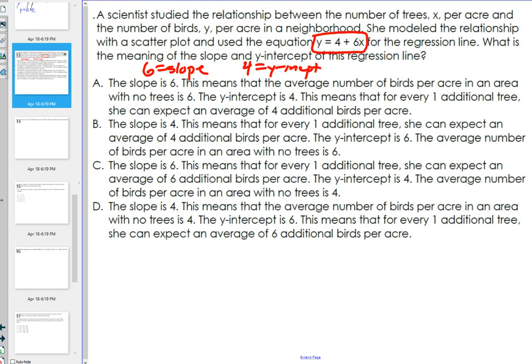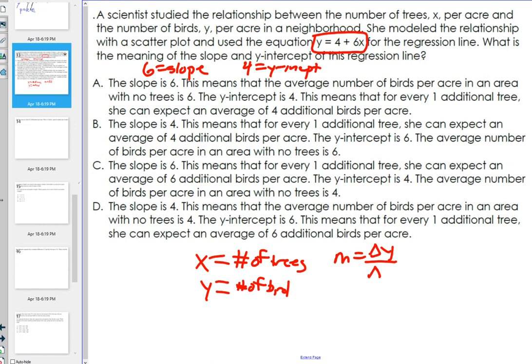In order to do that, we just need to know what x and y mean. They say that x is number of trees per acre, and y is the number of birds. If we understand that slope is change in y over change in x, that means the birds would go on top and the trees would be on the bottom. It's birds per tree. How many birds there are per tree. So the slope is going to be the number of birds on each tree.